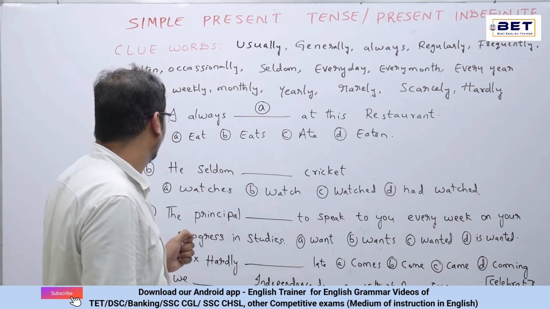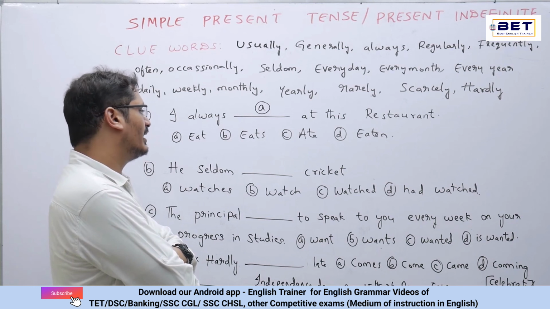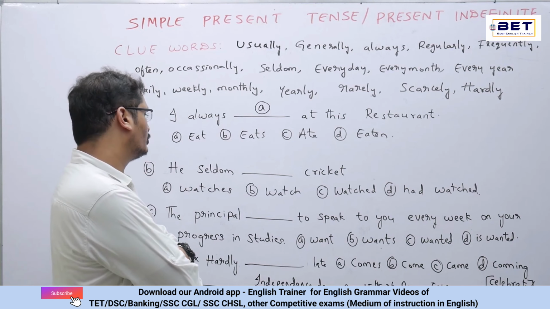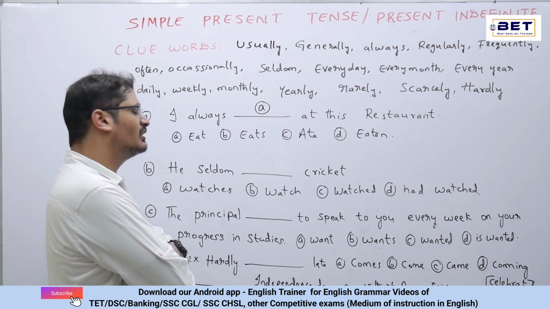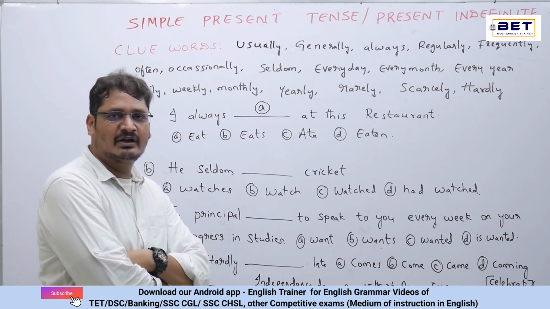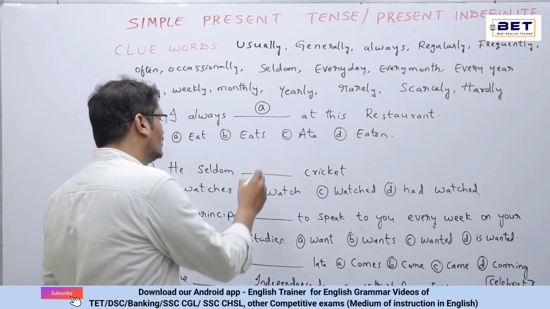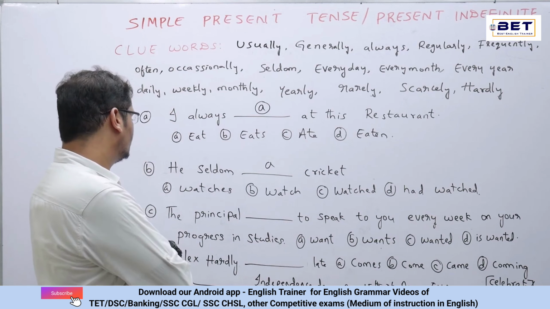So, eat. He seldom dash cricket. Watches, watch, watched, had watched. Out of these 4 options now, what is the answer? He seldom. He is the third person singular. And for the third person singular, we have V1, S or ES. So, it's altogether option A. That's watches. See the third one.